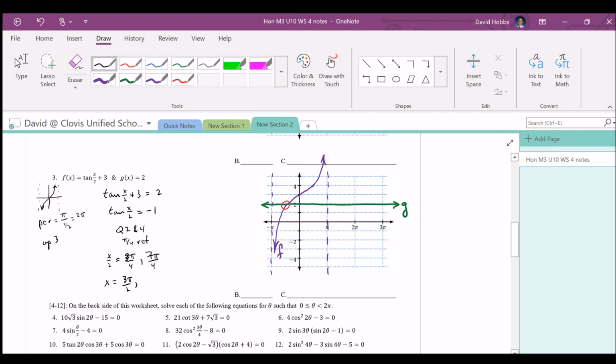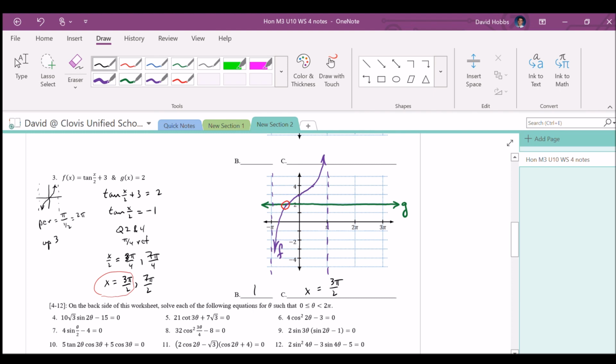And the 7 pi over 4 would be 7 pi over 2. Okay. Now, given our boundaries, the fact that we're only solving for x between 0 and 2 pi, there's really only one solution here, just the 3 pi over 2. And so one solution, x equals 3 pi over 2.